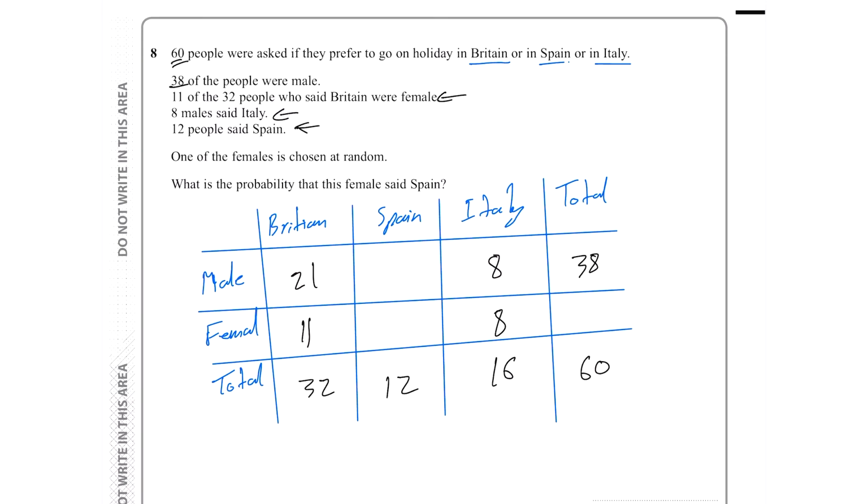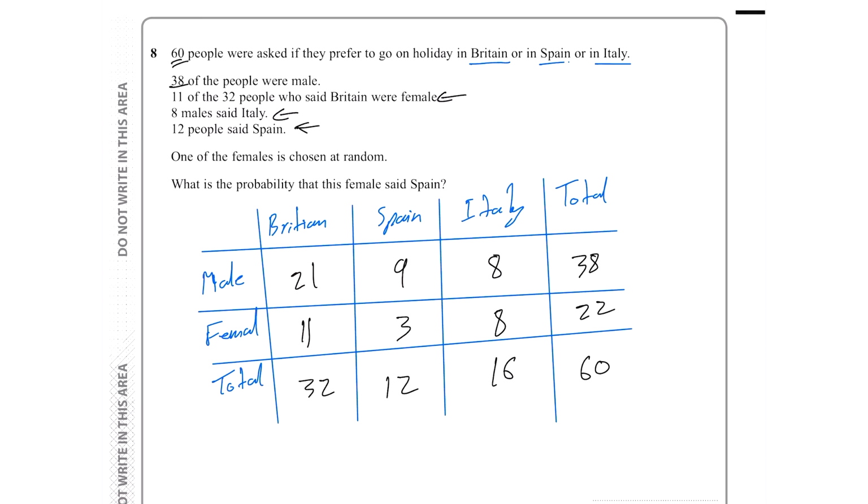And now I can see another gap that I can figure out. I can't figure out this one yet because I don't know what the total is, but I can figure out what this one is because I know the total is 38. So 21 plus 8 gives you 29. And then I'm going to subtract that from 38 to get 9. And that 9 goes there. And then this becomes 3. And then this becomes 22.